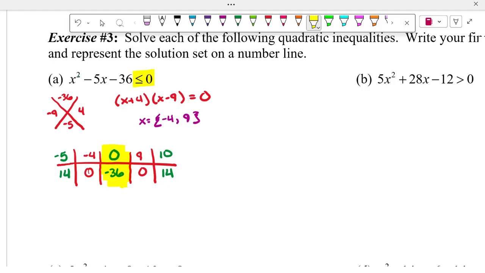Now, here's the other question. Do I include the -4 and the 9 in my set? Yes. Why? It has that equal to.